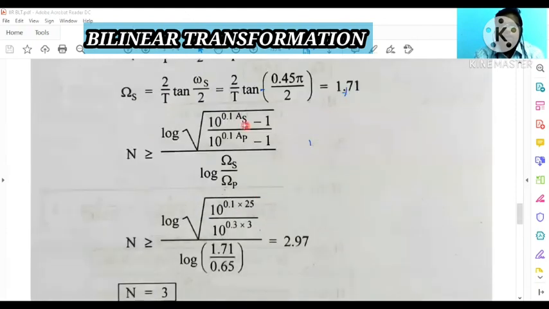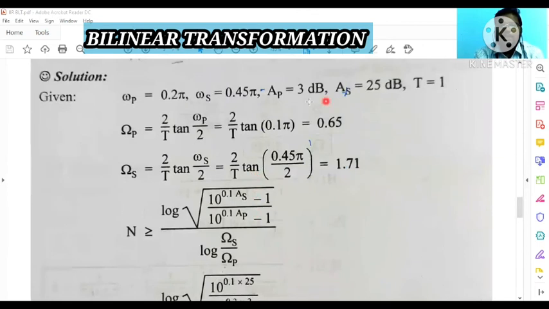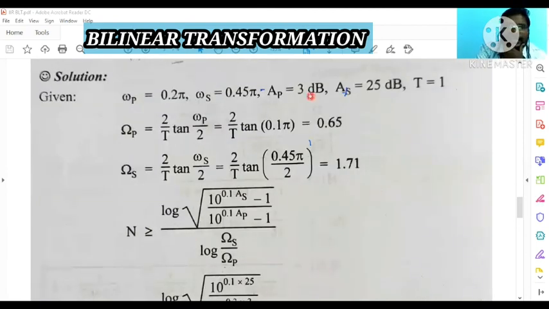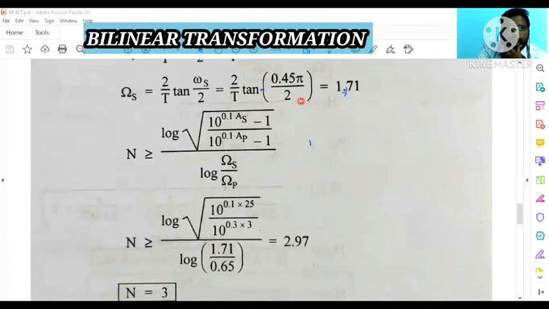25 decibel, so 25 into 0.1. I multiply this value, then minus 1. Next, 10 power 0.1 AP. AP is 3, so here 0.1 into 3. Here there will be some mistake. I change this here, you just note it down: 10 power 0.1, here 1 into 3, here also minus 1.